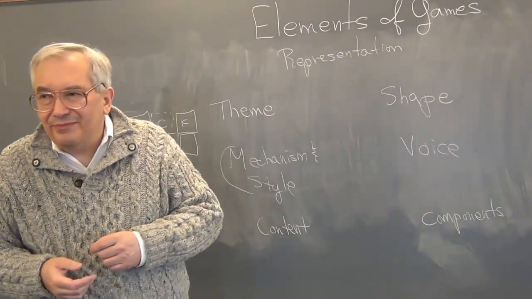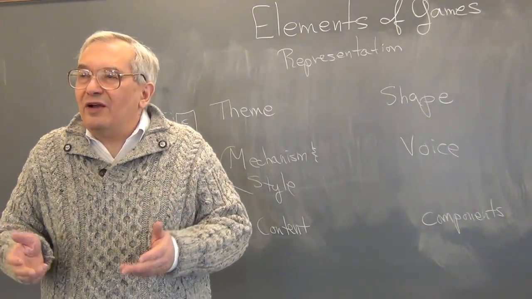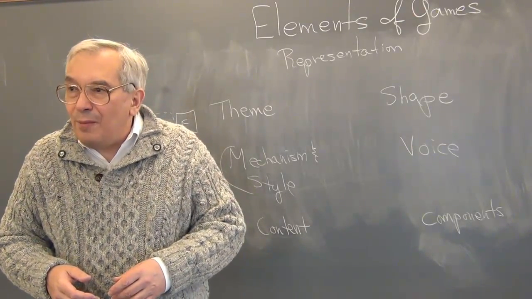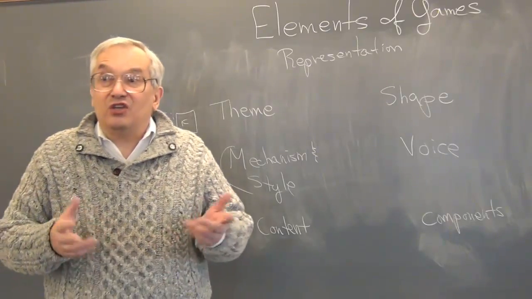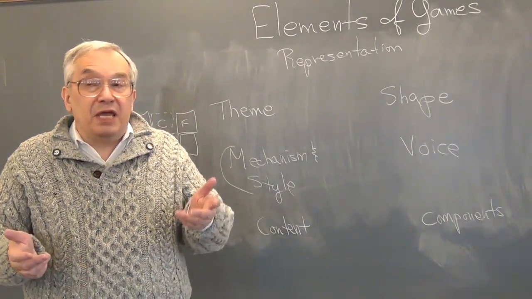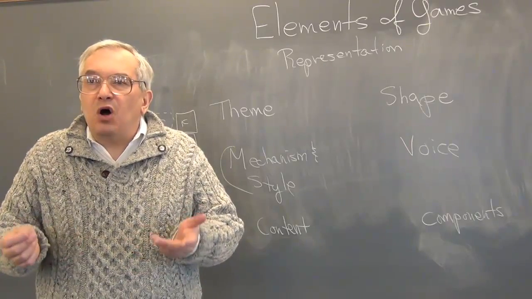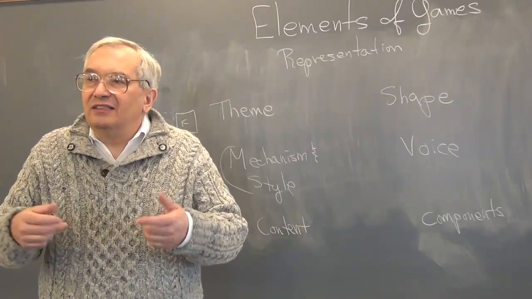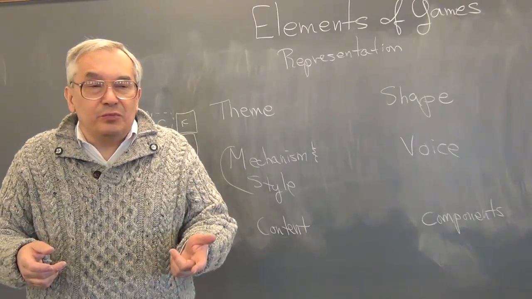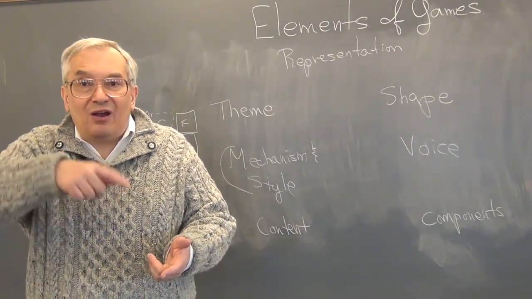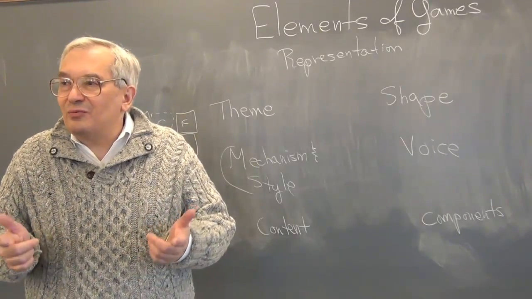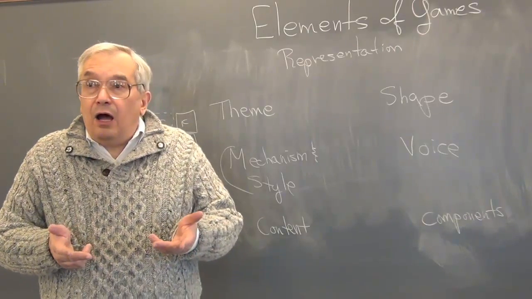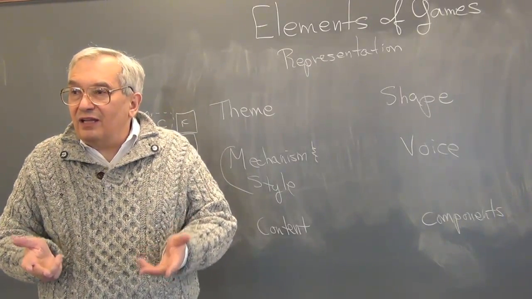Components. Components is what falls out of the box when you open the box and turn it upside down. That's components. And components can be maps, pawns, little pieces of paper, charts, dice, spinners. You have an arrow, you hit the arrow, it runs in a circle, it gives you a result, sort of. Cards. There are all sorts of things you could find in boxes.